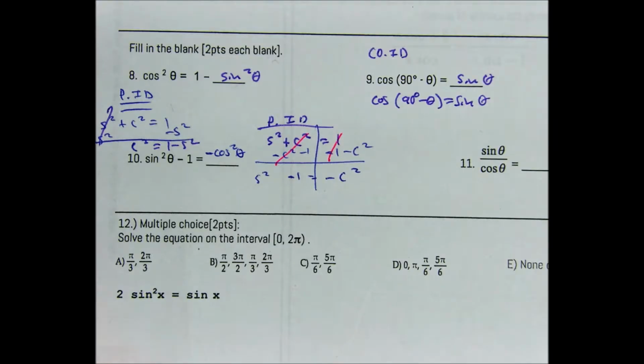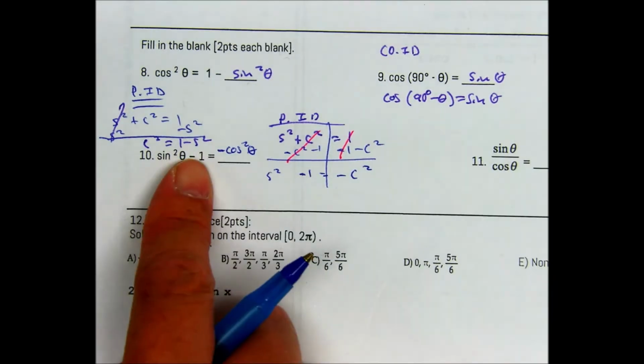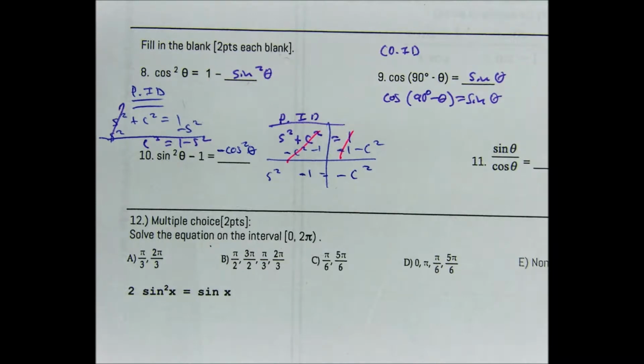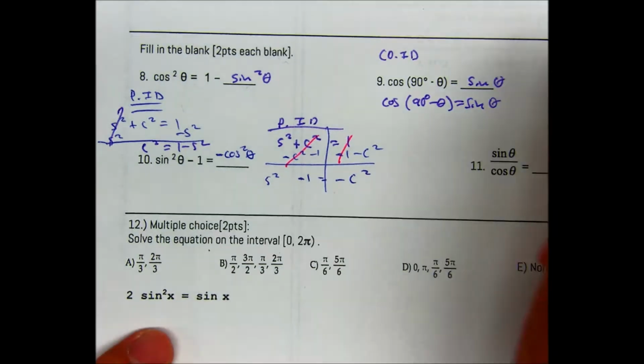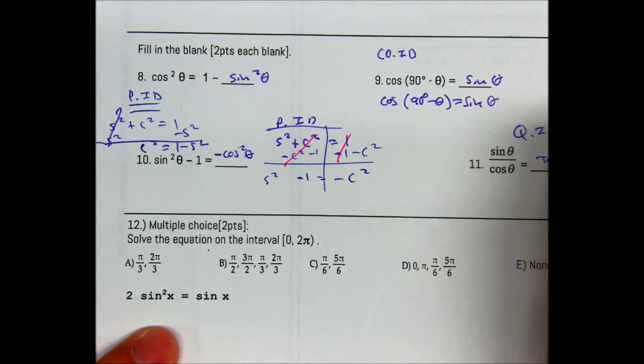The number one common mistake there is just to write cosine squared. You would have gotten 0 credit. Another mistake students made is they thought this was a double angle identity. And number 11, I just see sine over cosine. This is the quotient identity. This is tangent of theta. So 2 points apiece.